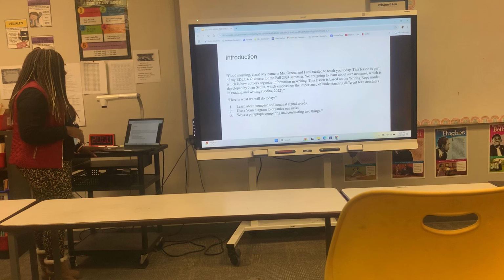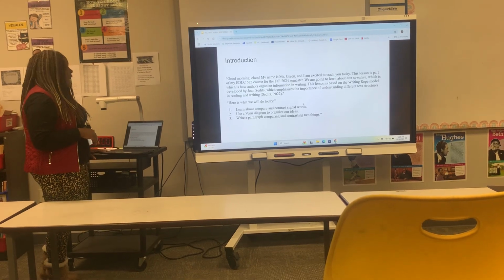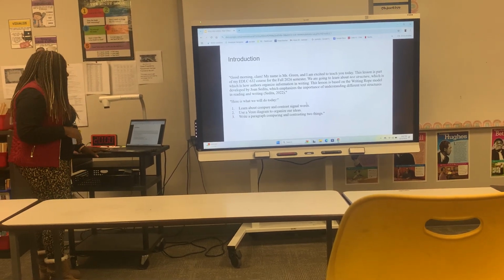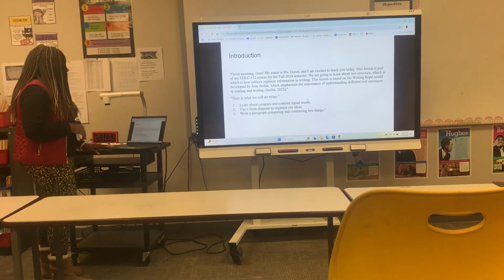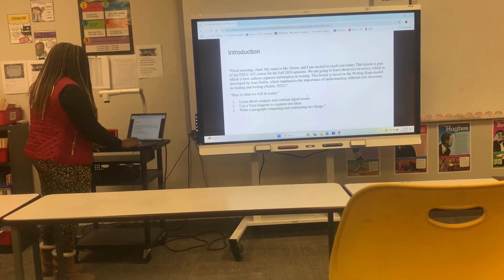Here's what we'll do today. We'll learn about compare and contrast signal words. We'll use a Venn diagram to organize our ideas, and we'll write a paragraph comparing and contrasting two things.